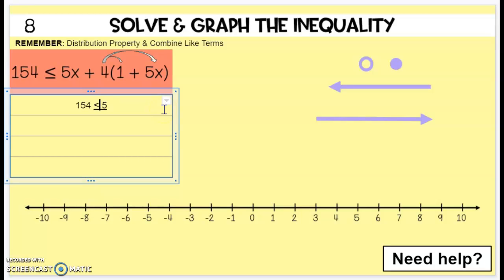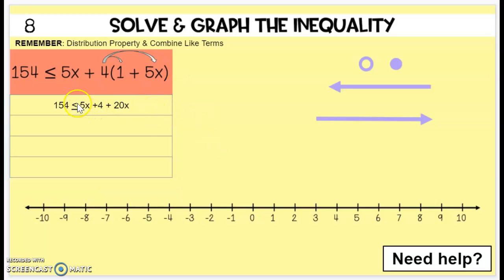Whoops, I don't want that all underlined. Hold on. Don't underline. Take it off. There we go. 5x. And then I have my 4 distributed into my parentheses. So plus 4 times 1 is 4, plus 4 times 5 is 20, and then I just bring my x down.